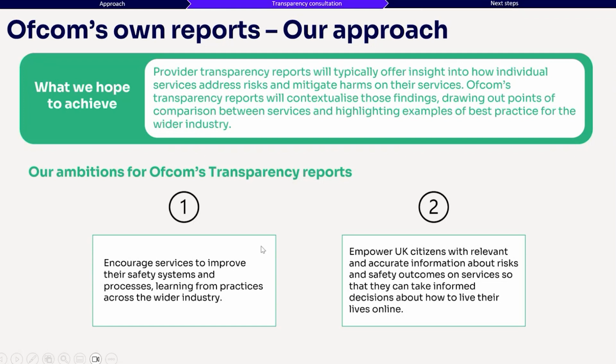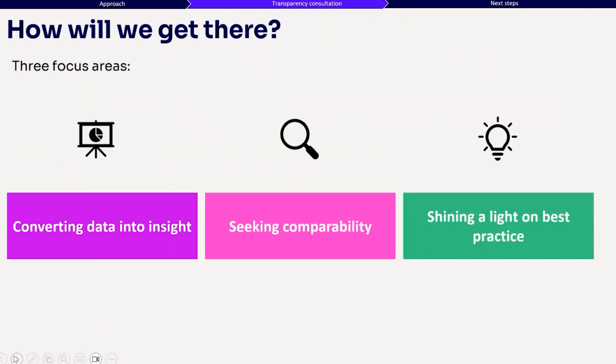Our general ambitions for Ofcom's transparency reports are to encourage services to improve their safety systems and processes, learning from practices across wider industry, and to empower UK citizens with relevant and accurate information about risks and safety outcomes on services so they can take informed decisions about how to live their lives online. Can you go to the next slide, please? So to achieve these ambitions, we'll be focusing on three main areas when preparing our reports. These are converting data into insight, seeking comparability, and shining a light on best practice.